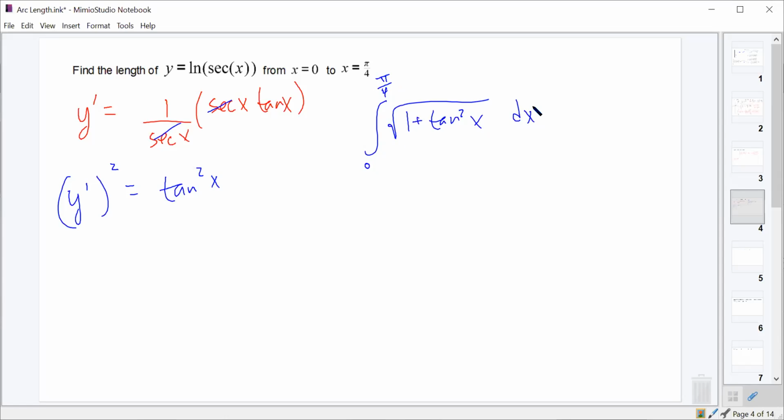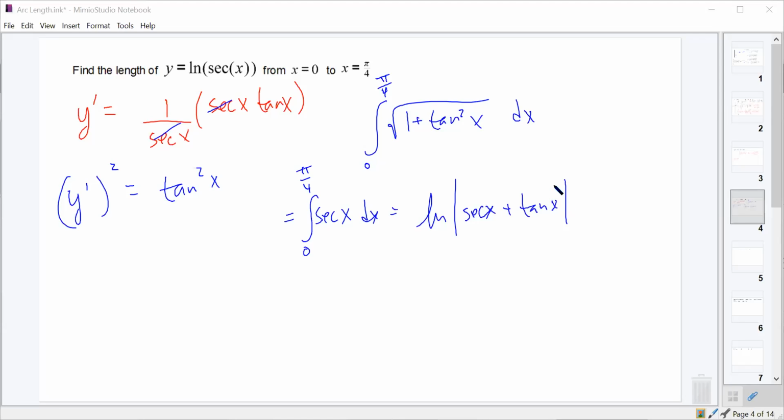And how are we going to simplify that down? 1 plus tangent squared ought to be equal to secant squared, right? And the square root of secant squared ought to just be secant. So this now just becomes an integral from 0 to pi over 4 of secant x dx, which we know is natural log absolute value secant x plus tangent x, because you did a good job memorizing all of your integrals. And we'll just do that from 0 to pi over 4. And what should that give us?